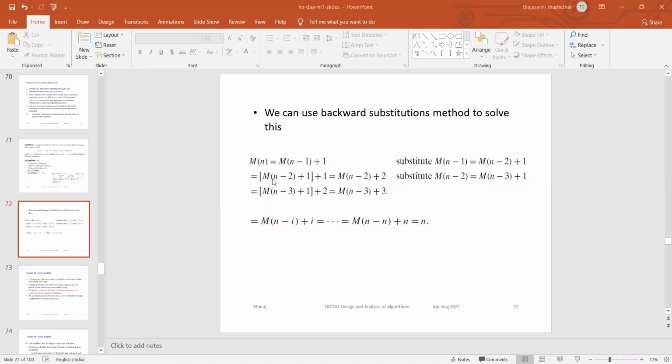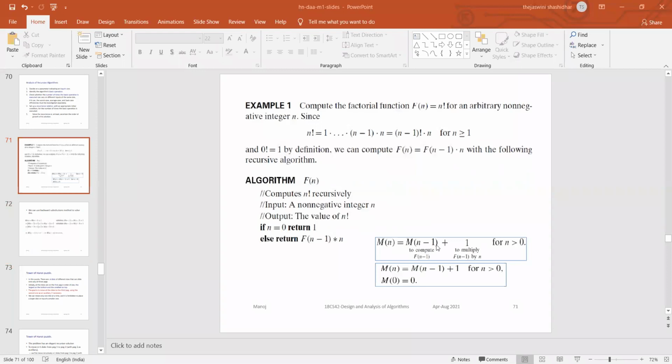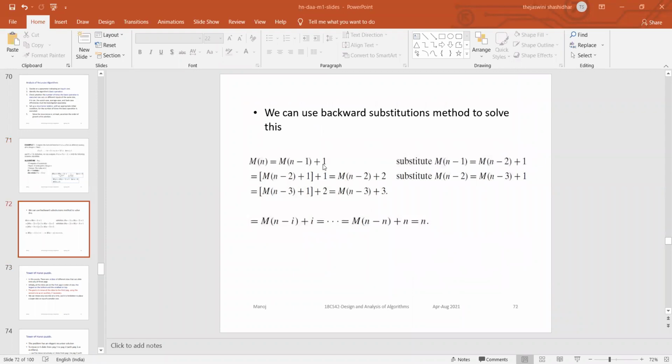So how does the backward representation come? Take this particular formula: m of n is equal to m of n minus 1 plus 1. Substitute m of n minus 1 is equal to m of n minus 2 plus 1. So on substituting, what will you get? You have to go through the recurrence. So m of n minus 1 becomes m of n minus 2 plus 1, and the plus 1 remains the same. So m of n minus 2 plus 2.